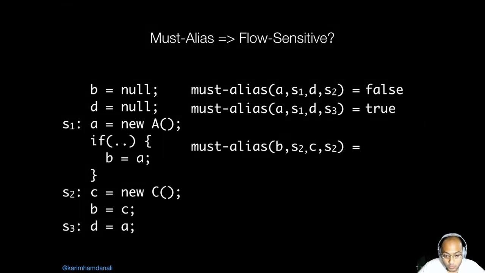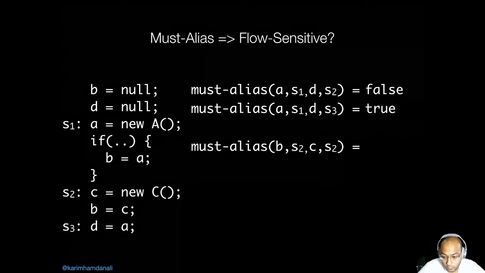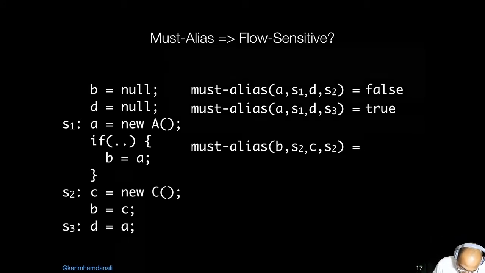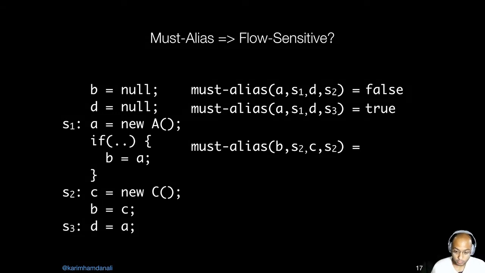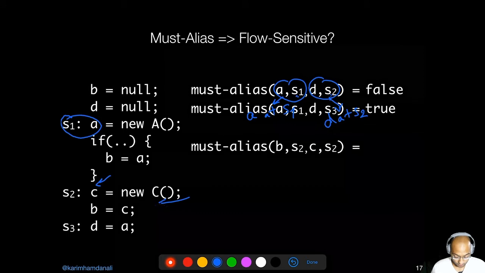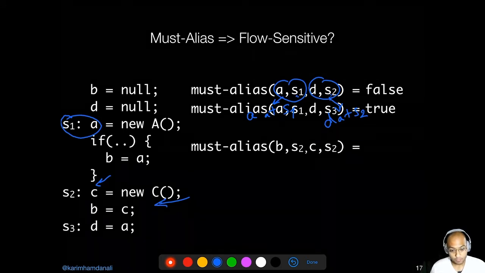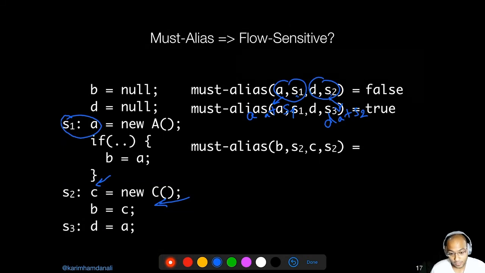False, because B is equal to null and C is not equal to null. That's right. So at this point in the program, this is basically where we were asking our question. B is not always null. But even if that's the case, definitely not C. Exactly. That's exactly the point.